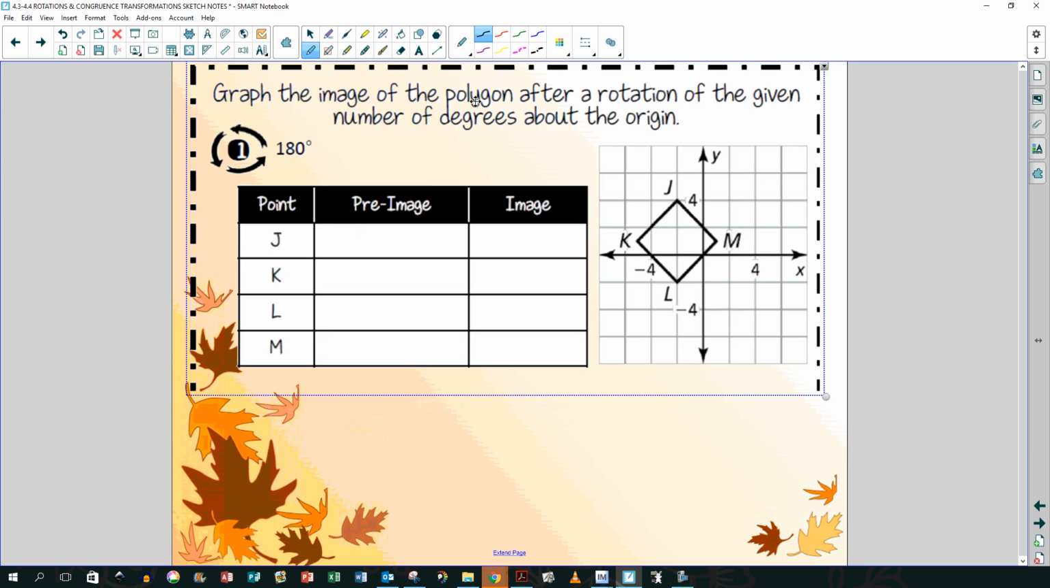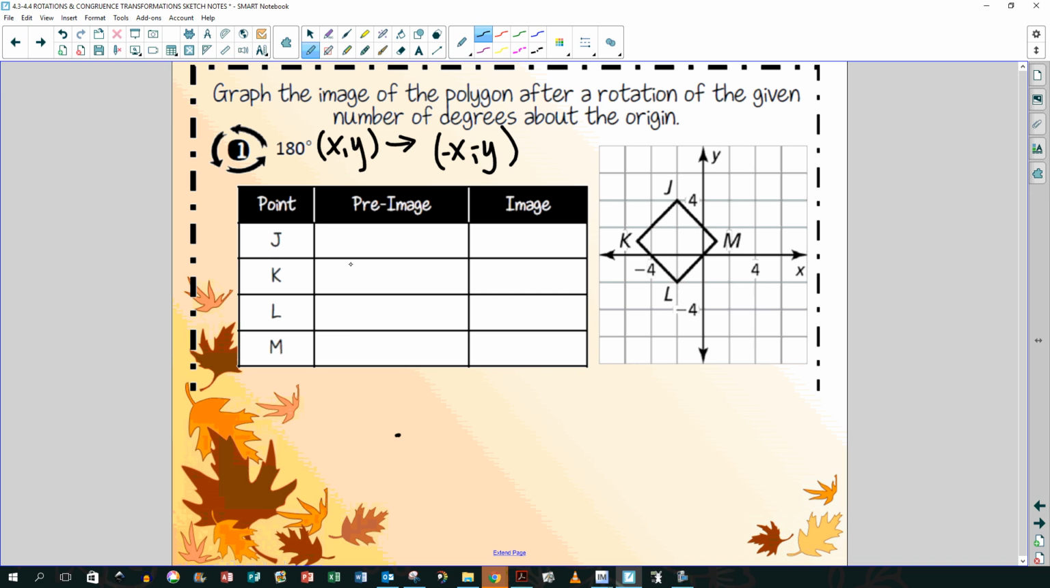All right, so we're going to graph the image of the polygon after a rotation of the given number of degrees. So they want me to rotate this 180 degrees. Well, to rotate 180 degrees, the rule says that to go from XY, and we're going to rotate 180 degrees, they stay in their position, X and Y stay in their position, but they both become opposite.